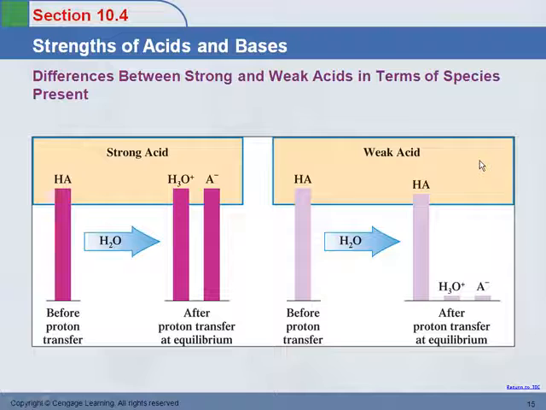In terms of species present, we can look at this figure. On the left, we have strong acids. When you put them into water, you completely transfer the proton to water, which makes H3O+. And so I have equal concentrations of products, and over time, obviously, the HA concentration would go to 0. On the other hand, with a weak acid, over time, I still have lots of weak acid, and I have very little H3O+ and very little A-, because the HA simply doesn't give up the proton very much. That's the definition of a weak acid.